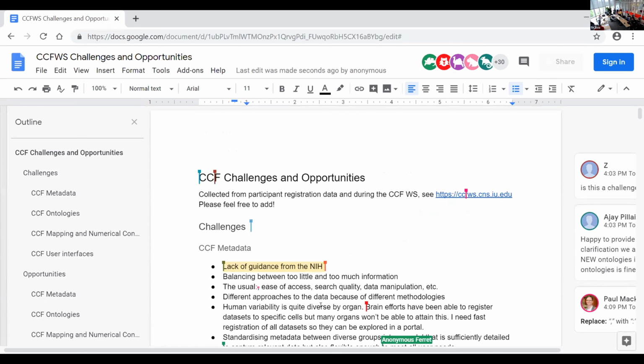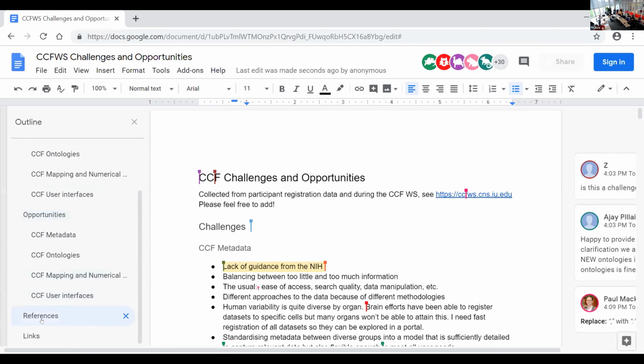So then coming over to challenges and opportunities. This document is organized in a way that you have the four sections that we have been covering: metadata, ontologies, mapping and numerical construction, and user interfaces, and you have challenges and opportunities for each of those. We also have references and links. If you didn't have a chance yet to add your own presentations and papers there, please do now. Also, if you want to link to your GitHub repository or your online interfaces, please do add those links in here.